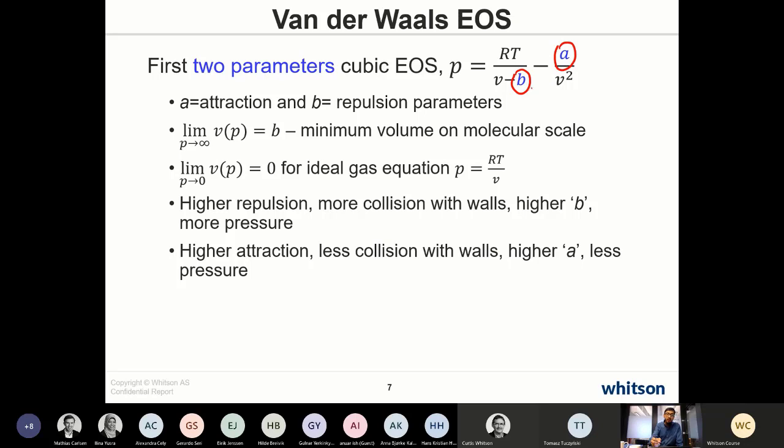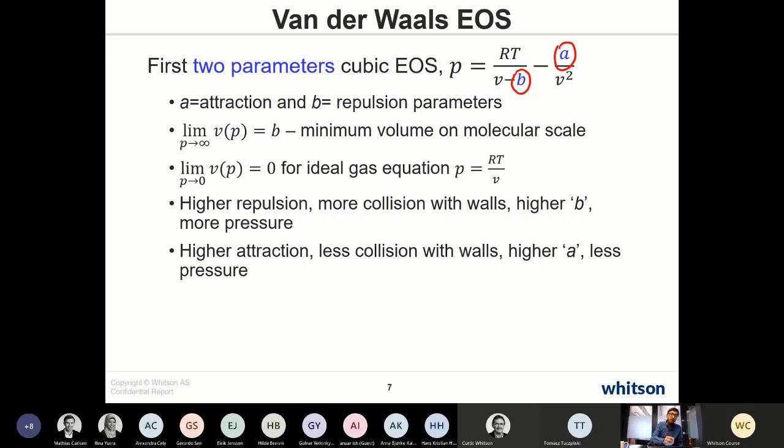And what you can also see from that equation is that if you increase the pressure to infinity, the volume will become the b term, and that's the minimum volume on a molecular scale. So that's the minimum volume that a component can have at these infinite pressures. So it's not the zero volume, which is the assumption in ideal gases.